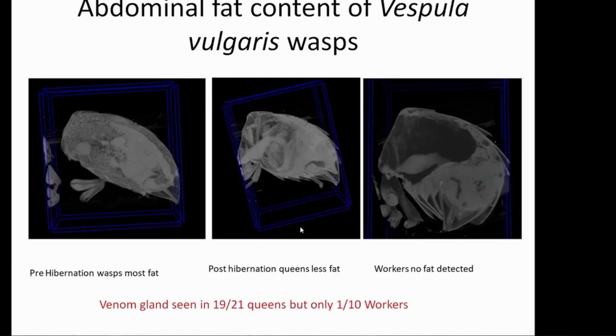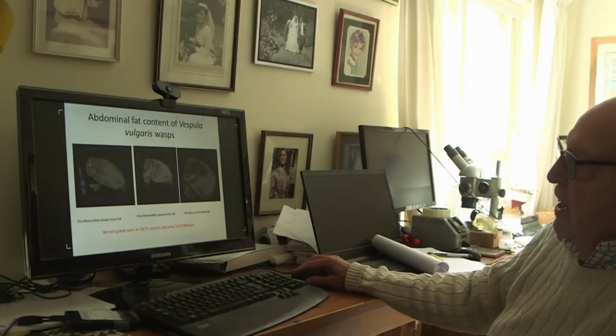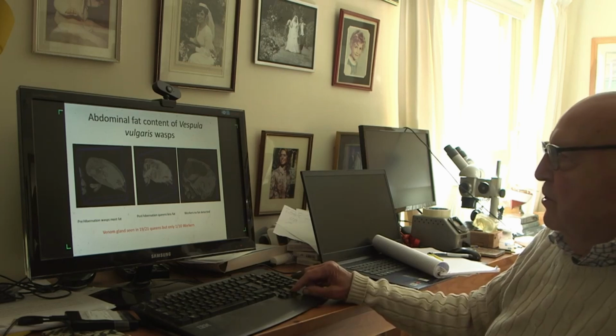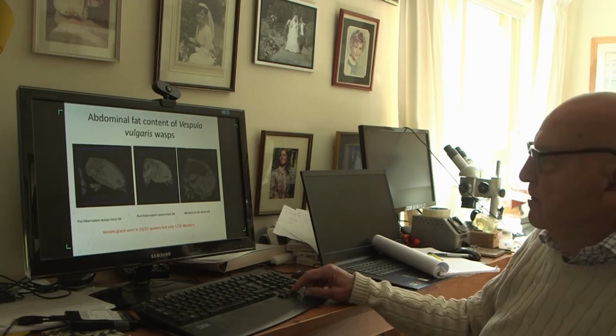So in summary, the pre-hibernation queens had a lot of fat that we could see. Post-hibernation queens tended to have a lot less, and the workers none. So it was a question, rather than eyeballing the amount of fat, whether we could quantify it using tomomask.